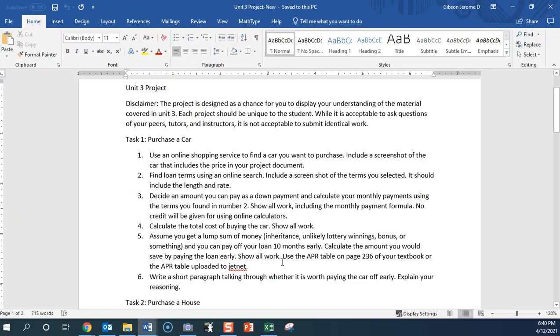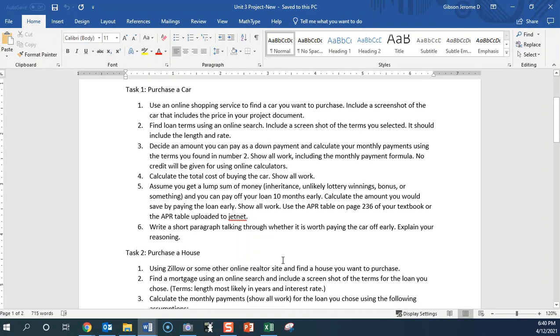Now we come back here to number 5. Number 5 states, assume you get a lump sum of money, inheritance, unlikely lottery winnings, bonus, or something, and you could pay off your loan 10 months early. Calculate the amount you would save by paying the loan early. Show your work. Use the APR table on page 236 of your textbook or the APR table uploaded to JetNet.